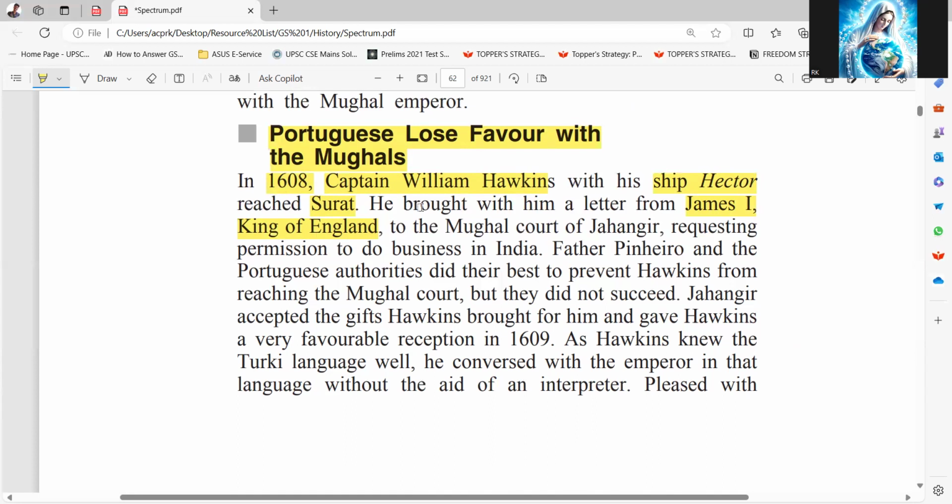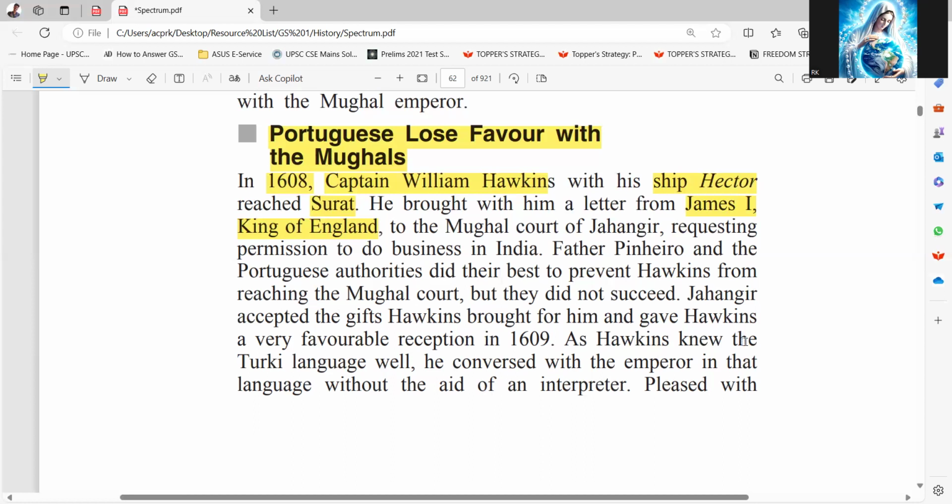In 1608, Captain William Hawkins, with his ship Hector, reached Surat. He brought with him a letter from James I, King of England, to the Mughal court of Jahangir, requesting permission to do business in India. Father Pinheiro and the Portuguese authorities did their best to prevent Hawkins from reaching the Mughal court, but they did not succeed. Jahangir accepted the gifts Hawkins brought for him and gave Hawkins a very favorable reception in 1609.